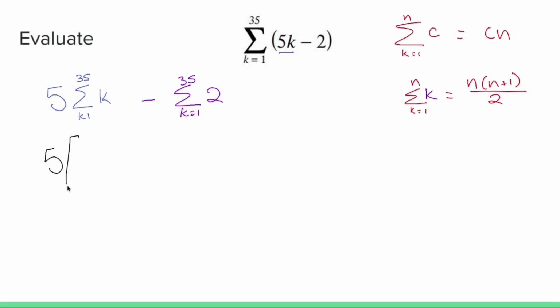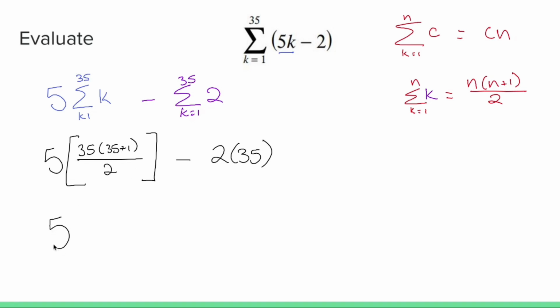5 times. Now let's use that where my k is just a k. I'm going to have n, which is 35. So 35 times 35 plus 1 all over 2, minus, and then I'm going to use Cn. So my C was 2, and my constant n, or my ending, is 35. So I'm going to have that. And now it's just a PEMDAS problem: 5 times 35 times 36, all divided by 2, minus 70.